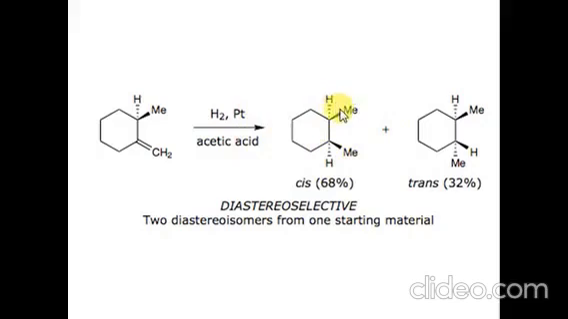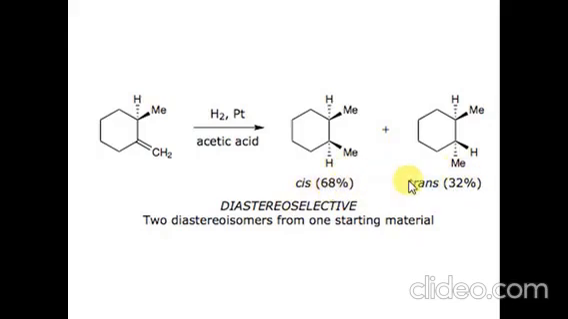So here we have two methyl groups, and the two methyl groups are on the same side. So these are cis, and here the methyl groups are on opposite sides. Here is above the plane, and here is below the plane. So this is the trans configuration. So you can see here that the cis is forming in more amount, while trans is also forming, right?